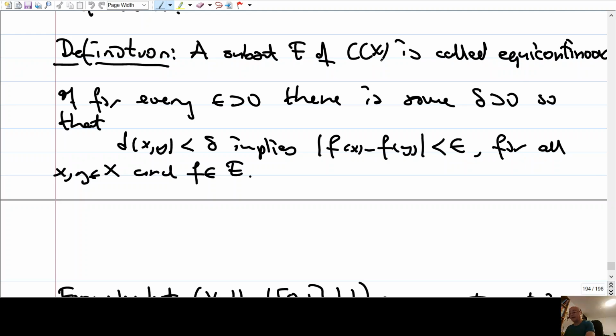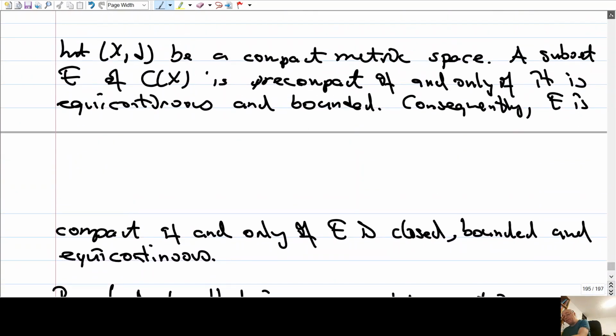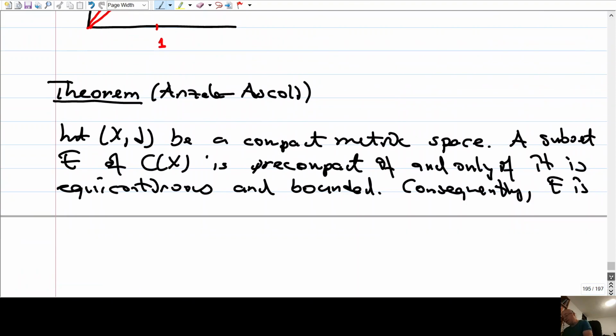Here we take X to be a compact space, therefore a continuous function and a uniformly continuous function on X are the same, okay? Any continuous function is automatically uniformly continuous. Alright, now let's see the proof of this theorem, Arzela-Ascoli.